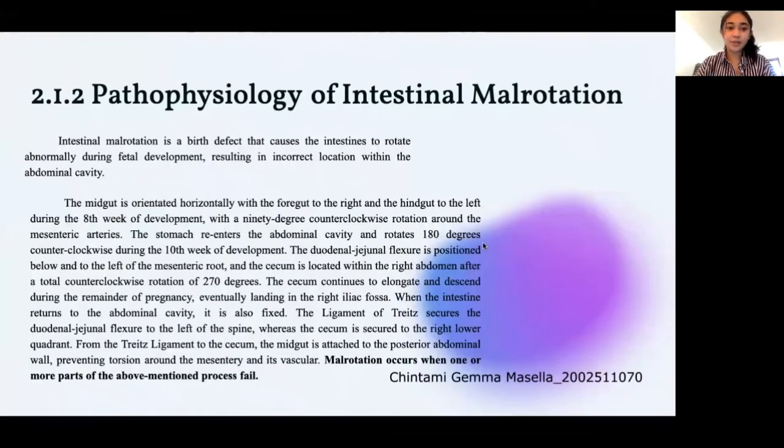I'd like to explain about the pathophysiology. Intestinal malrotation is a birth defect that causes the intestine to rotate abnormally during fetal development, resulting in incorrect locations within the abdominal cavity. The midgut is oriented horizontally with the foregut to the right and the hindgut to the left during the 8th week of development, with a 90-degree counterclockwise rotation around the mesenteric arteries. The intestine re-enters the abdominal cavity and rotates 180 degrees counterclockwise during the 10th week of development.